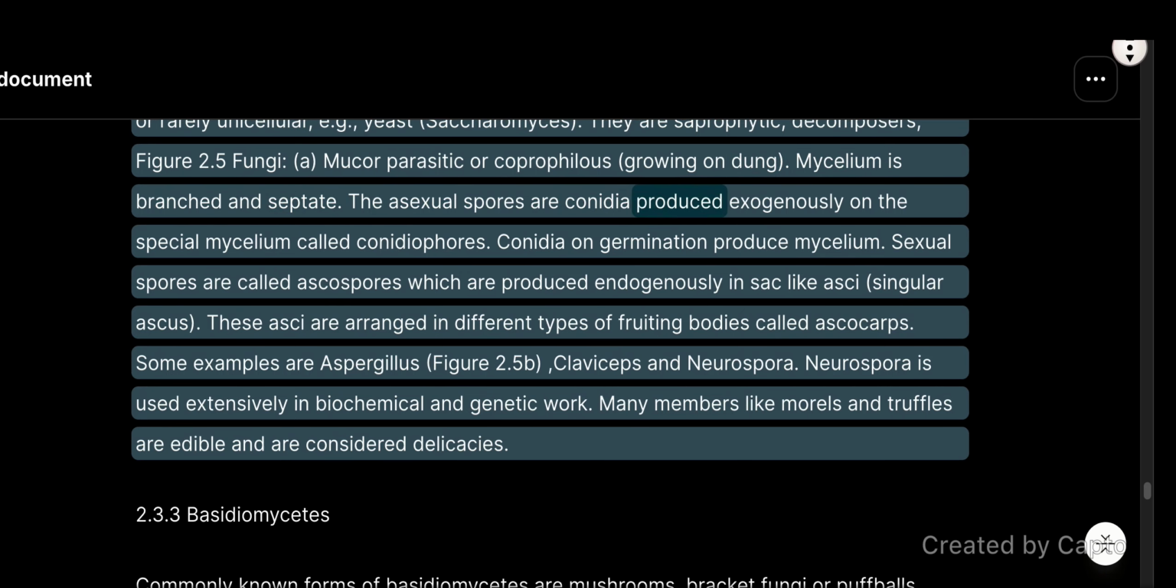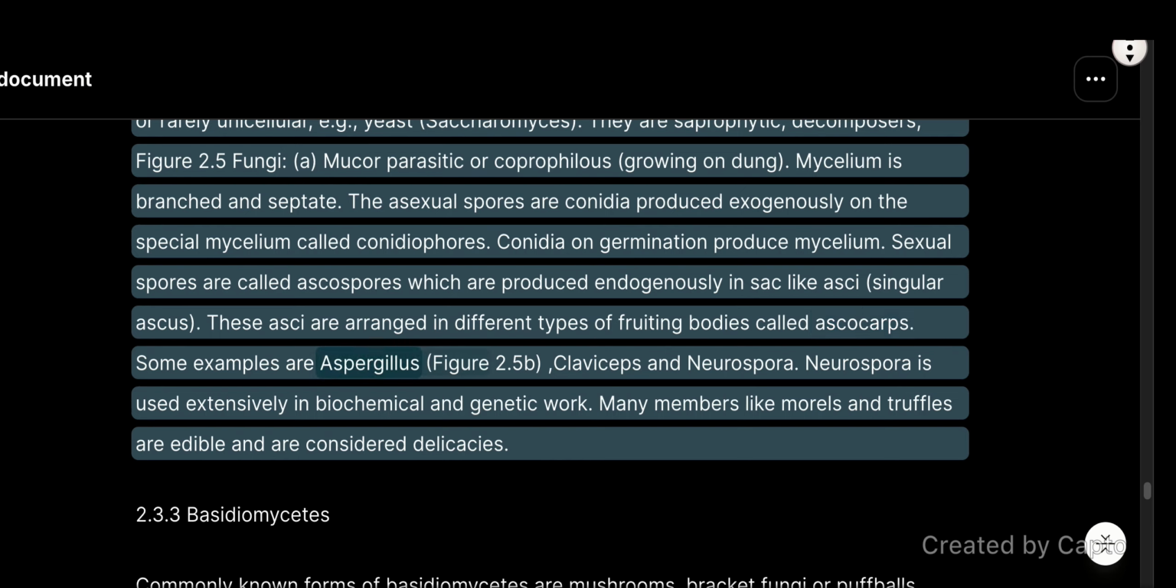The asexual spores are conidia, produced exogenously on the special mycelium called conidiophores. Conidia on germination produce mycelium. Sexual spores are called ascospores, which are produced endogenously in sac-like asci, singular ascus. These asci are arranged in different types of fruiting bodies called ascocarps.